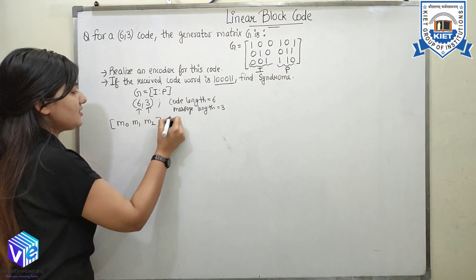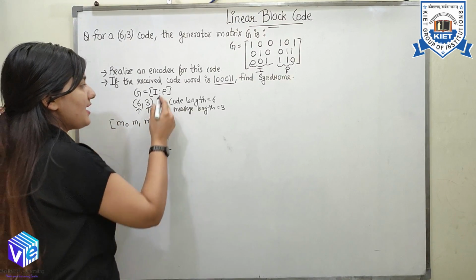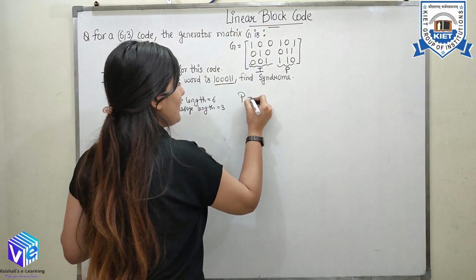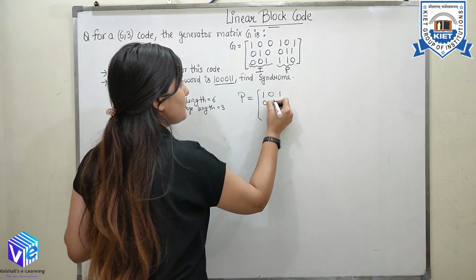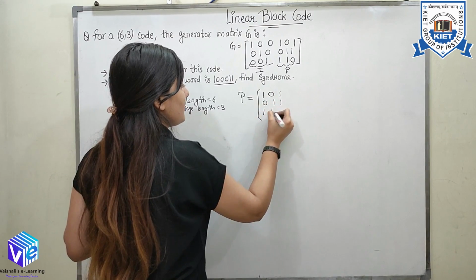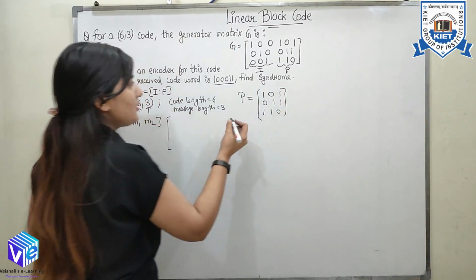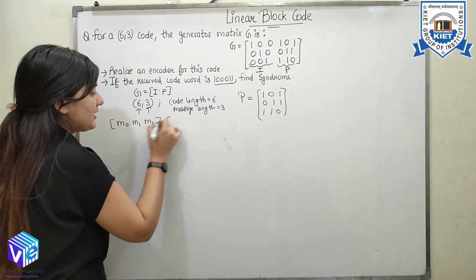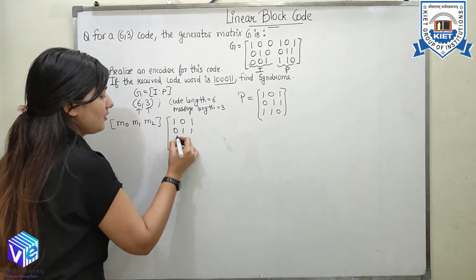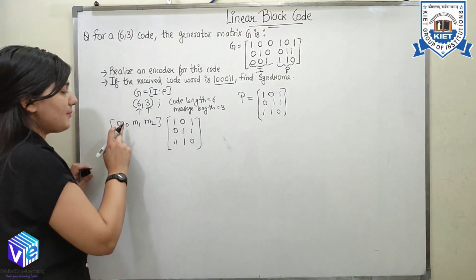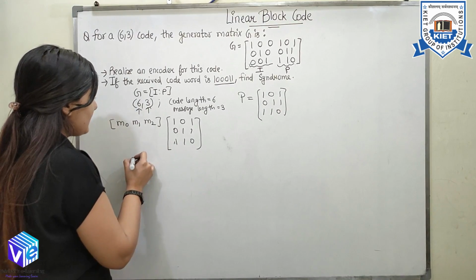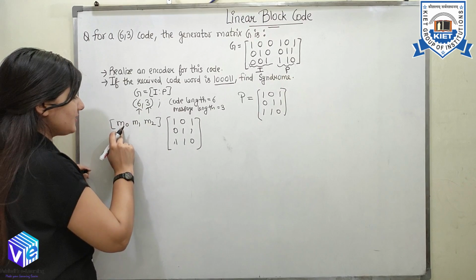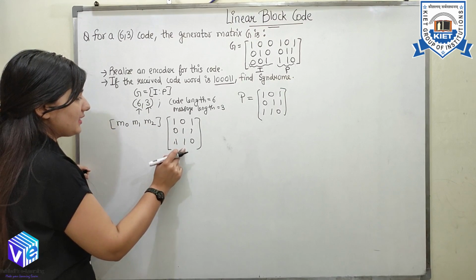These are my message bits. When these are multiplied with P, where P is 1 0 1, 0 1 1, 1 1 0, this is my P. When I multiply the message with P, I'll get the parity bits. So the parity bits are the message multiplied with the parity matrix.